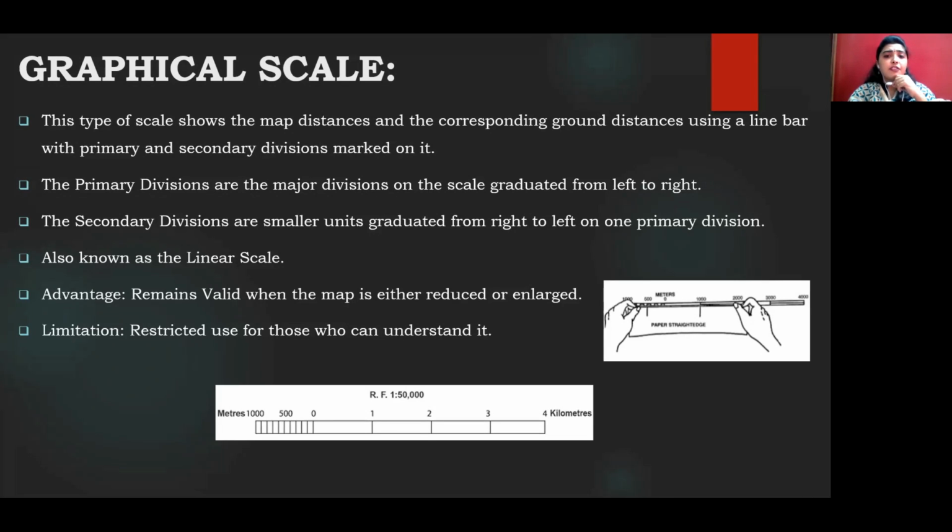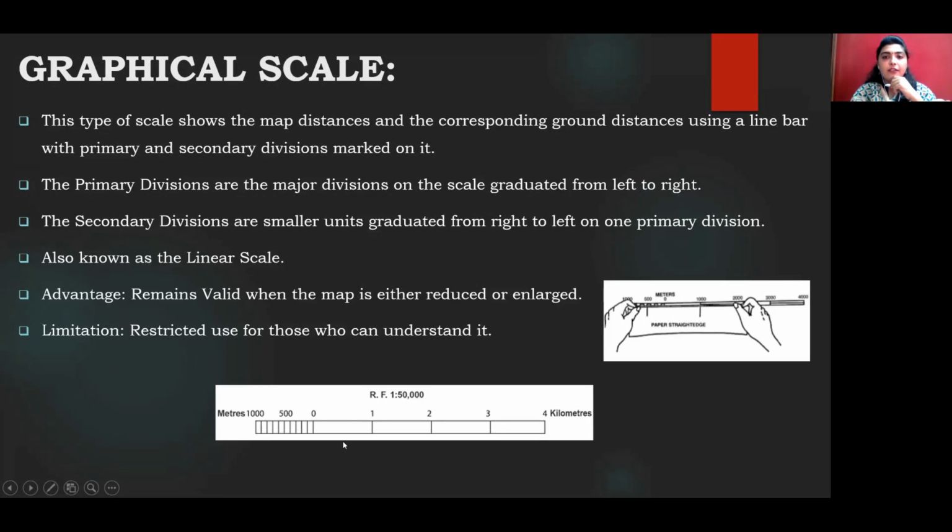The primary divisions are the major divisions that are drawn on the scale, and they are numbered from left to right. So you can see it over here: it's 0, this is 1, this is 2, this is 3. So these are the primary divisions. The secondary divisions are smaller units, and when you see their numbering, it is always from right to left. So see, this is 0 kilometer, this is 1 kilometer, this is 2 kilometers.